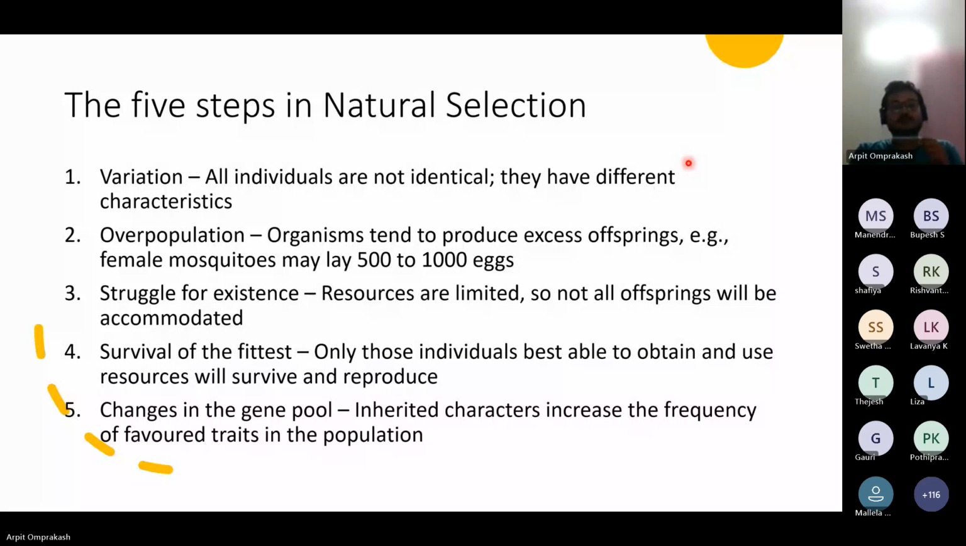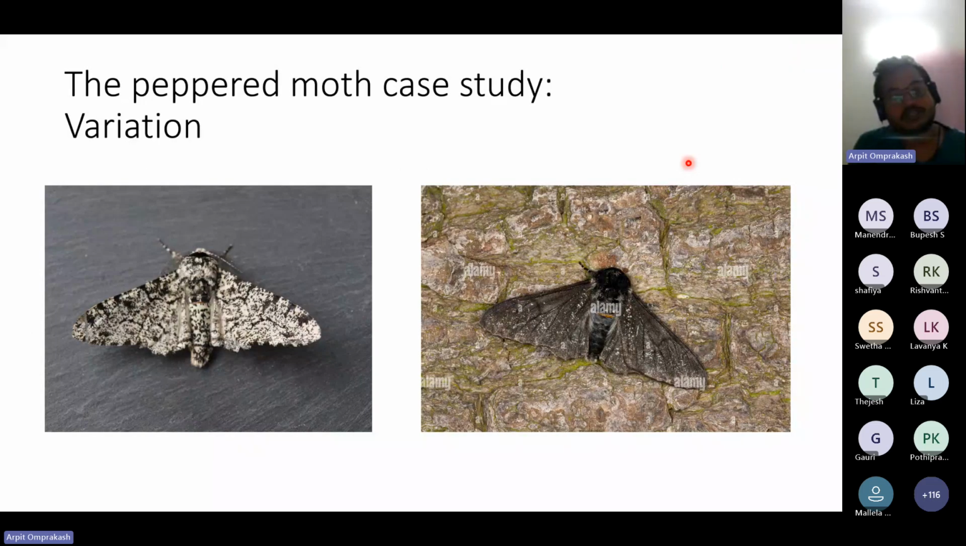Right. So we'll take a case study and walk through all these 5 steps. We'll talk about the peppered moth. These are moths that are found in the UK. They have some variation because they have two different morphs. The same species has individuals which are light in color and also individuals which are very dark in color. So there is some variation in the population.